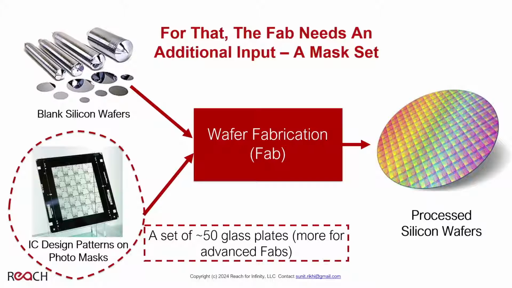So in order for the fab to know that, we have to make this picture a little bit more complicated and say that the fab needs an additional input. That additional input is what we call a mask set, or to be accurate, a photomask set. And a photomask set is a set of about 50 glass plates. I chose 50 because it's similar to what Tata Fab will face.